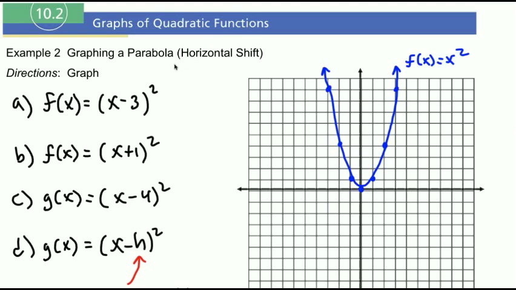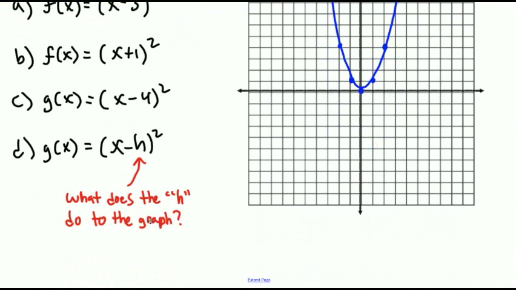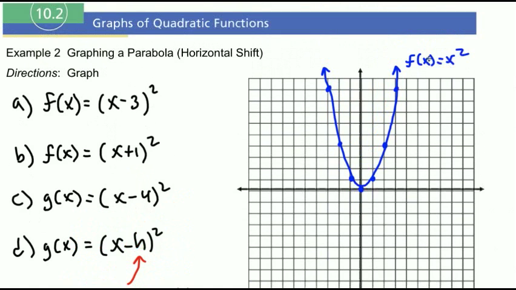So right now we're graphing parabolas again, and now they're in a slightly different form than from example 1. And so it's (x - 3) quantity squared, (x + 1) quantity squared, (x - 4) quantity squared. And then I have a question down here, and that is, what does the h do to the graph? We're going to find that out very quickly here.